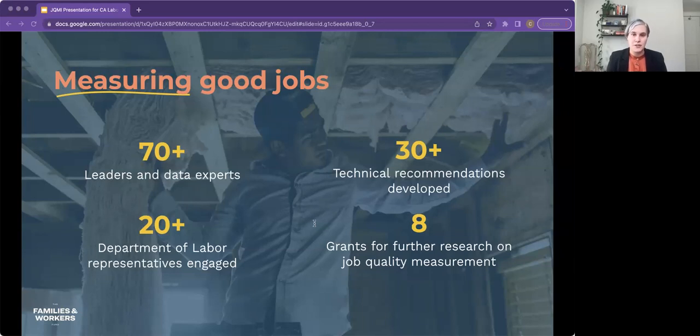In November, we released our report, Reimagining Job Quality Measurement. And I have to say that it's truly a collaborative and jointly developed product. It's been particularly exciting to see our group of more than 70 leading job quality and labor market experts align behind a shared set of priorities and next steps.